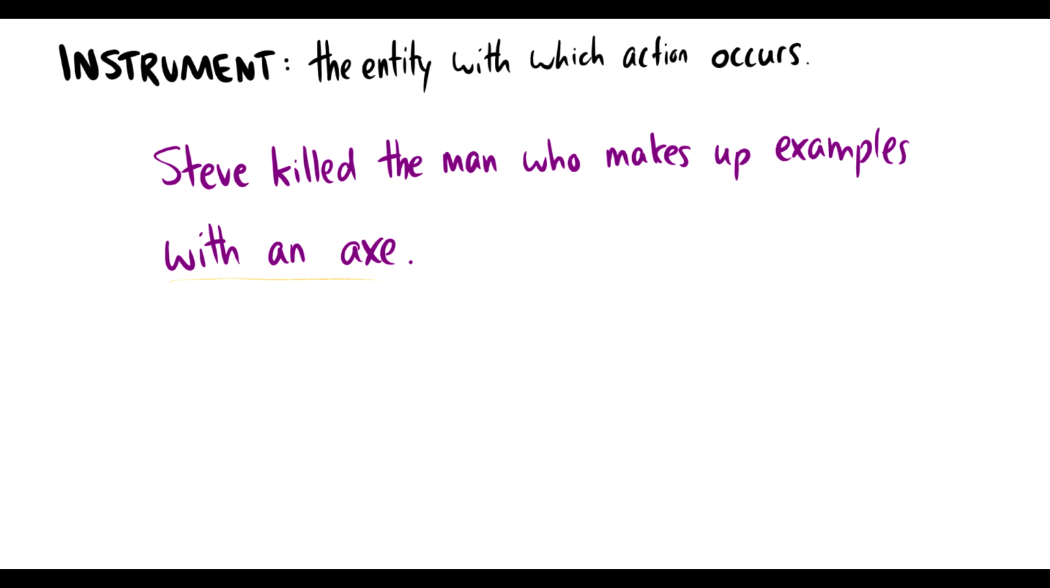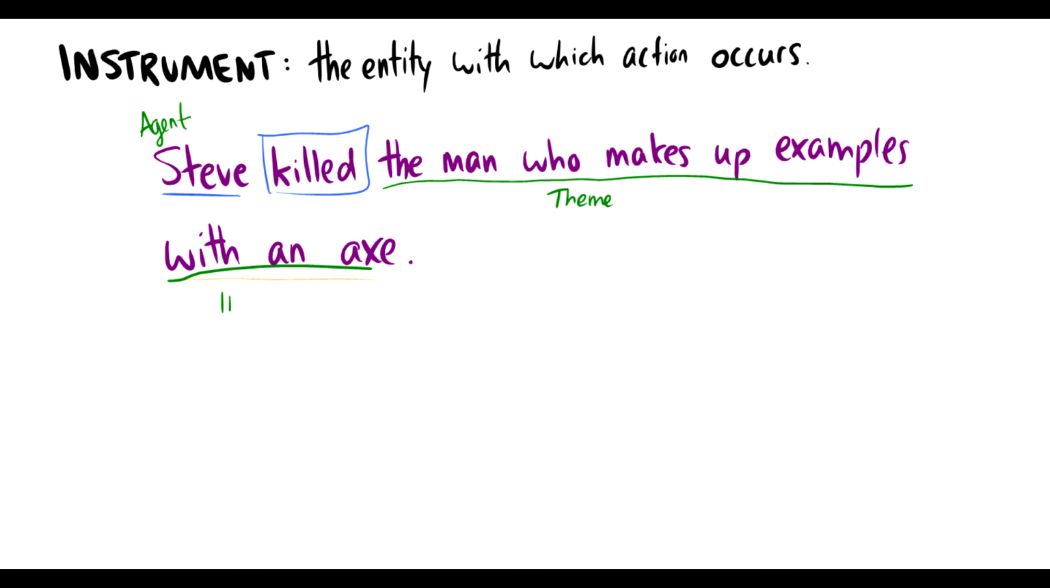Okay, well, here's the main predicate, killed. Let's label this whole sentence if we can. Steve is our agent here. He's the one doing the killing. The man who makes up examples is the person being killed, so he is the theme or the patient of the sentence because he is being killed. And the object with which the theme is being killed is the instrument.